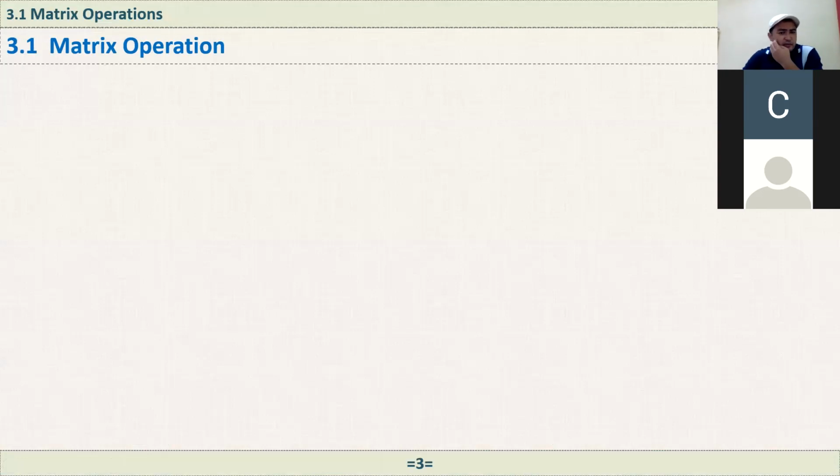So now let's start with matrix operations. And what is a matrix itself? And when we say operations, what operations can we do on matrices? Matrices like addition, subtraction, if it is multiplication, how is it defined? And do we have division for matrices? And this kind of stuff.